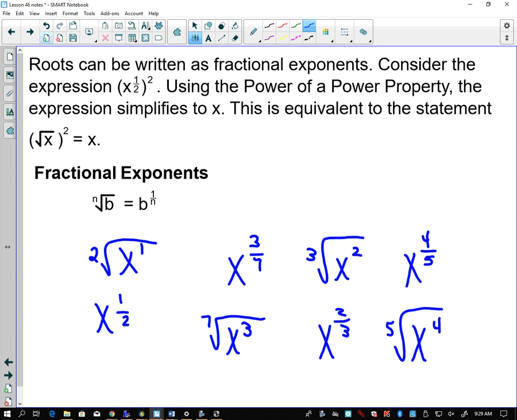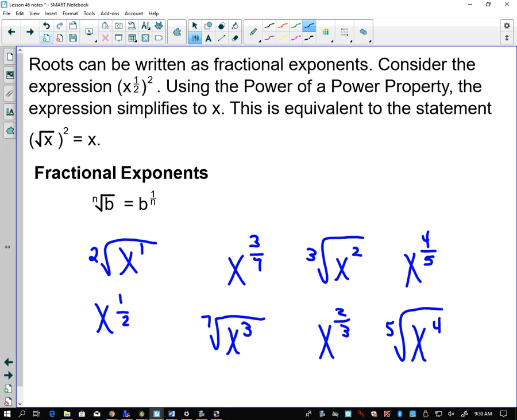Does this kind of make some sense? We can go back and forth either way, right? Yes? No? Kind of? So the numerator will always be the exponent on the inside of the radical, okay? The denominator will always be the root number, okay? So we should be able to go back and forth, whichever is going to help us solve. So here, the nth root of b to the first is the same as b to the 1 over n. Okay?